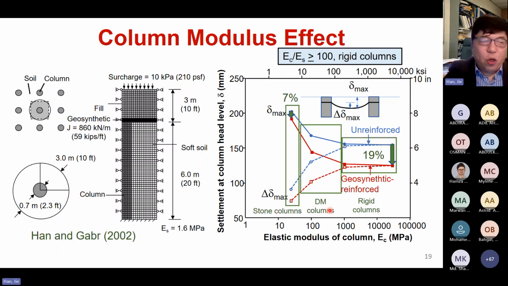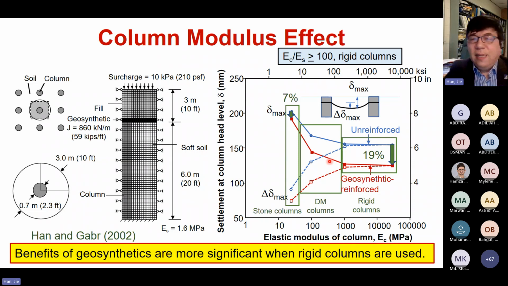The soil modulus of 1.6 is about somewhere here. People ask whether deep soil mixing is a rigid inclusion or not, and I would say it depends on the modulus. If the deep mixing modulus is low, maybe it's not a rigid inclusion, but if the modulus is high because you use more cement, it's close to a rigid inclusion. The benefits of geosynthetic are more significant when rigid columns are used.